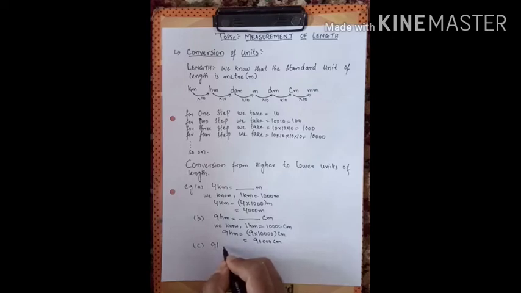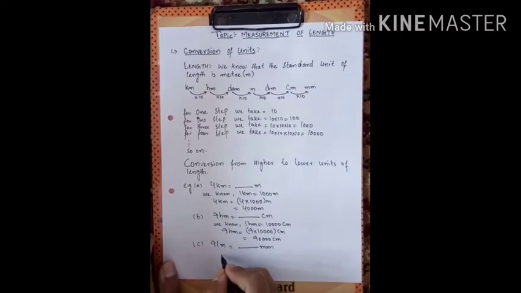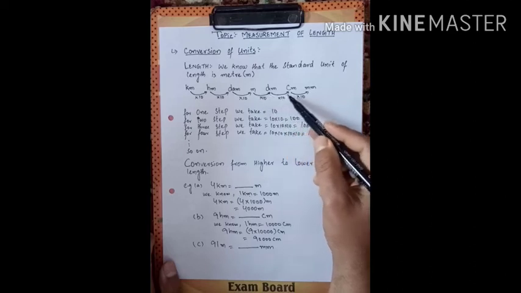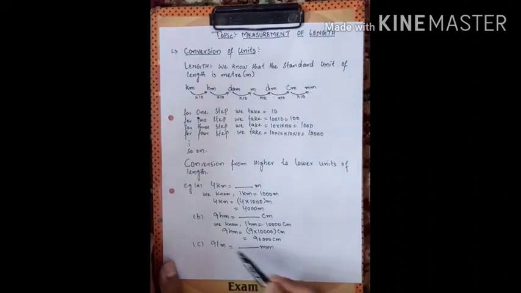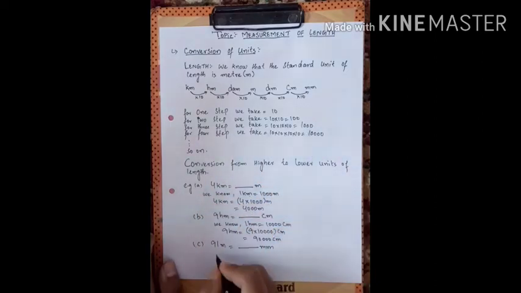Now C part, if I have to convert 91 meter into millimeter, what do I do? First, I will try to make a relation between meter and millimeter. This is meter and this is millimeter. How many steps are there? There is 1, 2 and 3. There are 3 steps between meter and millimeter. So, for 3 steps, we take 1000. I make a relation. We know 1 meter is equal to 1000 millimeter.